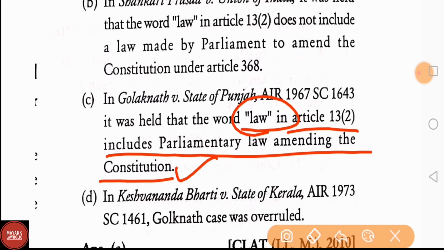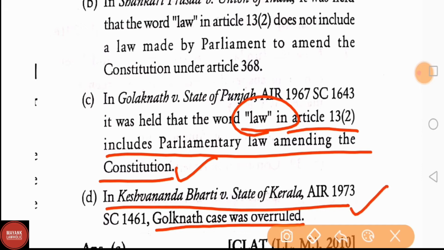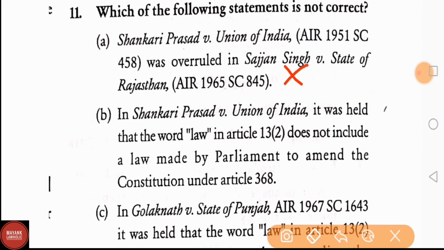True. In Keshwananda Bharti versus State of Kerala 1973, Golaknath case was overruled. True. So the incorrect statement in the options given above is A. Shankari Prasad versus Union of India was overruled in Sajjan Singh versus State of Rajasthan.